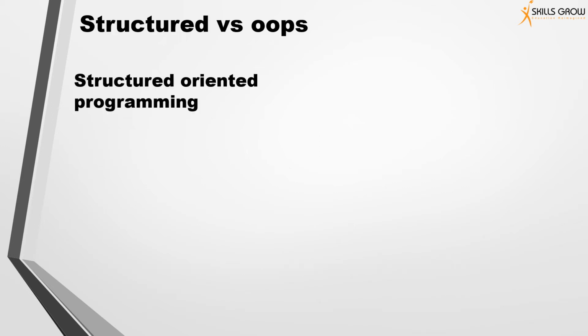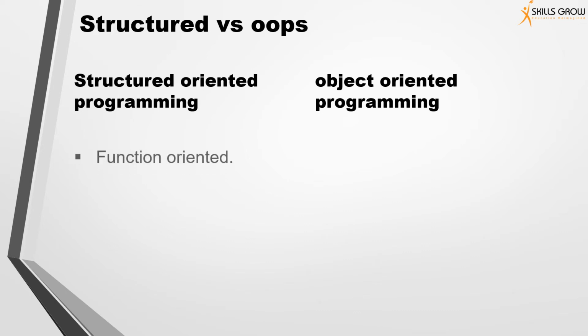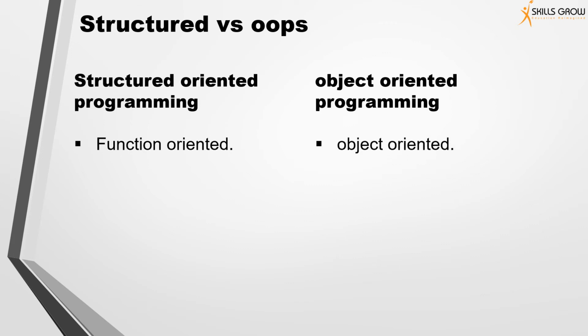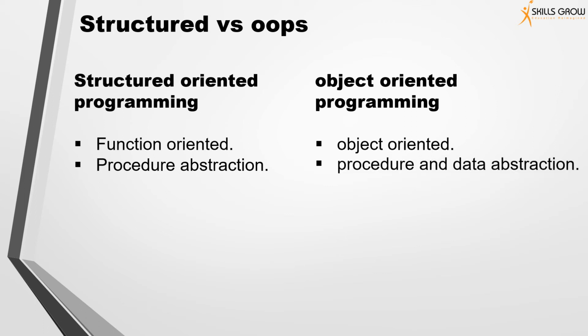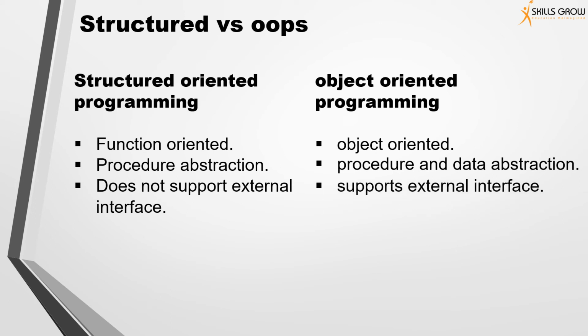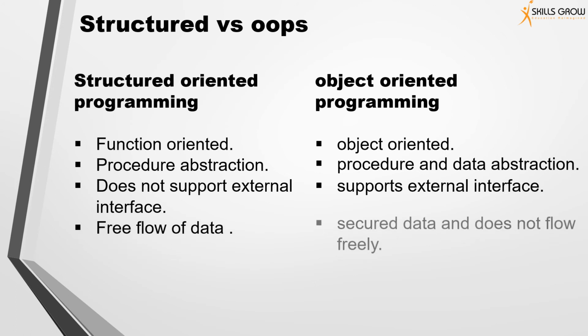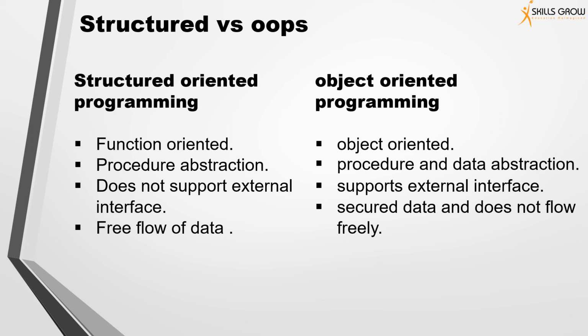Here are the differences between structured and object-oriented programming. The structured-oriented programming depends on the functions, and the object-oriented depends on the classes and objects. Structured is a procedural abstraction and the OOPS is a procedural and data abstraction programming. Structured does not support external interface, whereas OOPS supports external interface. Free flow of data takes place in structured. The data is secured and does not flow freely in object-oriented programming.